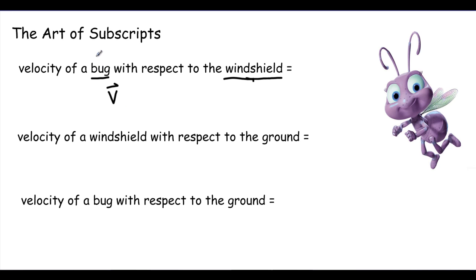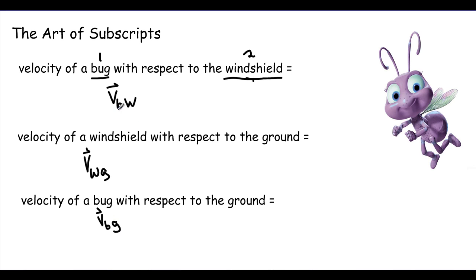Whenever I do my subscripts, I start with the bug. So this is my first one, and then I end with the windshield. So this is going to be my second one. So it's going to be bug, and then windshield. So it's the velocity of the bug with respect to the windshield. Now, whenever I do the velocity of the windshield with respect to the ground, well, it's going to be velocity, but then I start with the windshield, which is W, and I want to talk with respect to the ground. And then the last one that we can talk about is the velocity of the bug with respect to the ground. And it looks like this.